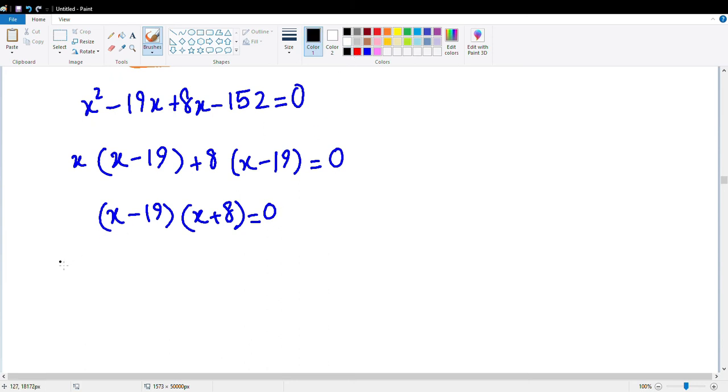And then from here, we're going to say either, because remember, these two are factors of the equation x squared minus 11x minus 152, and their product is equal to 0 according to the equal sign. So that's why we're just going to say either x minus 19 equals 0 or x plus 8 is equal to 0.